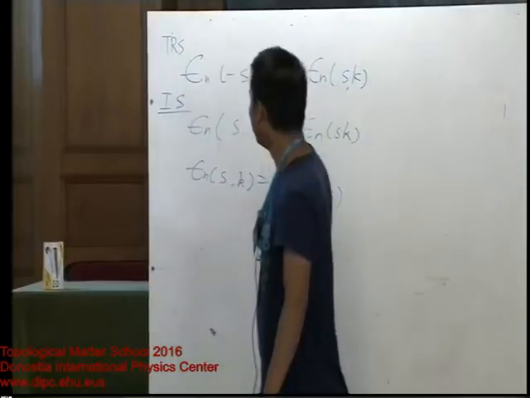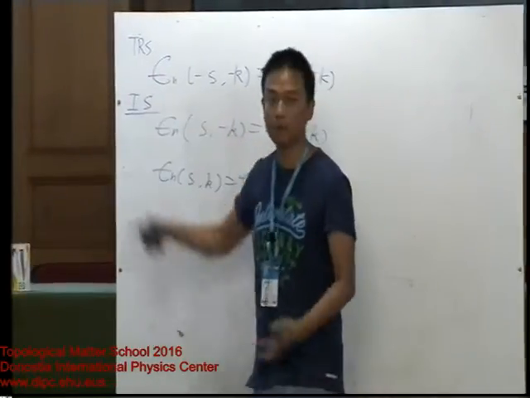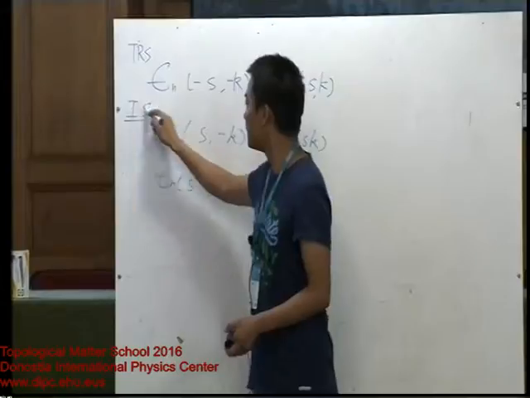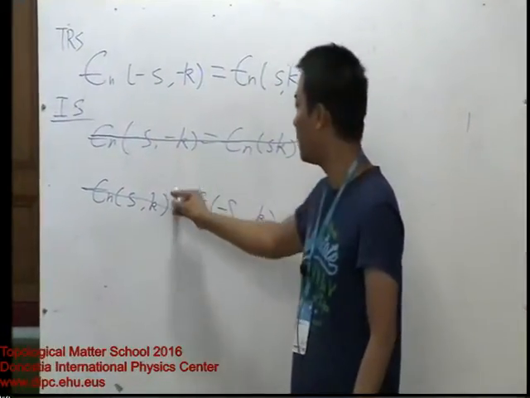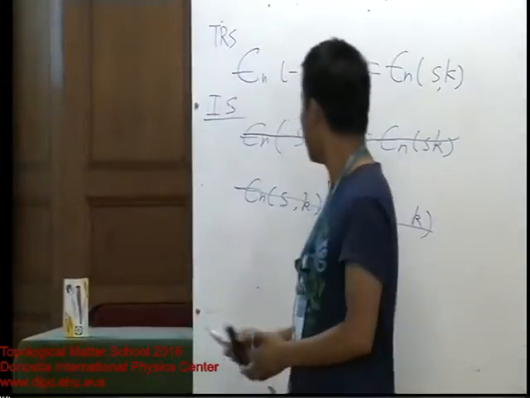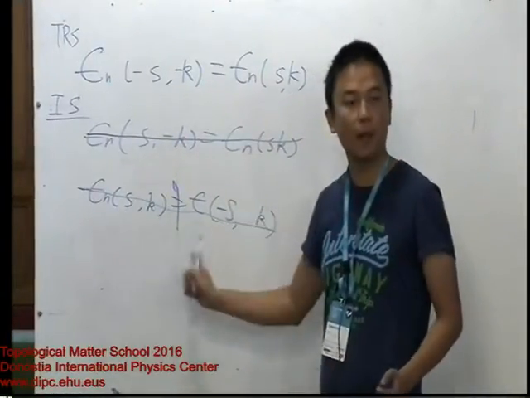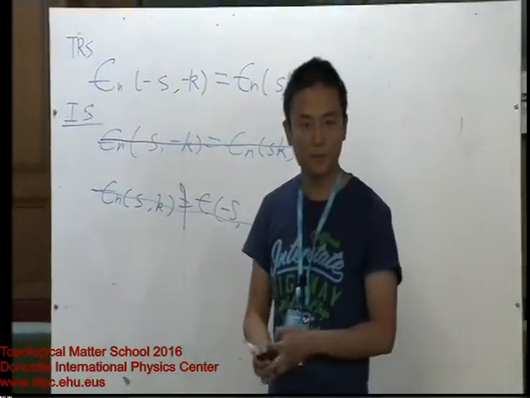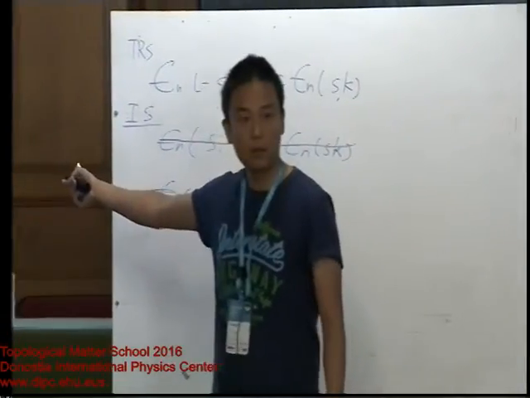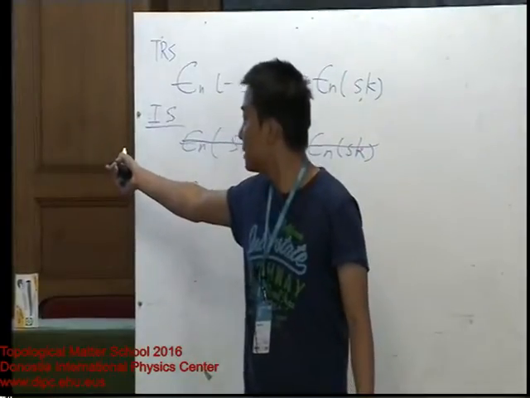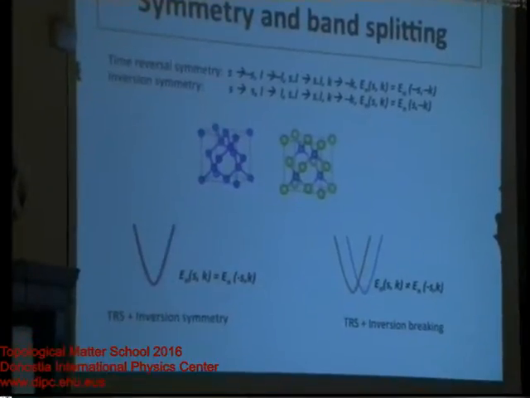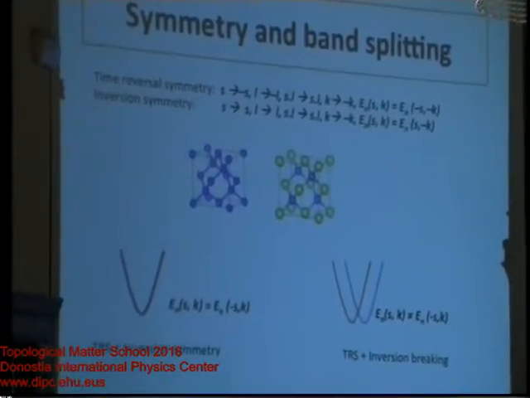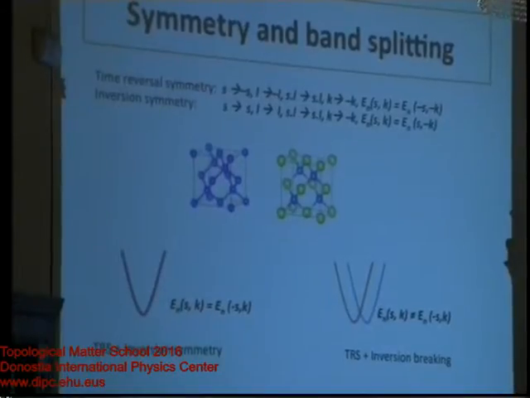Suppose we don't have inversion symmetry. If we break this symmetry, then this relation will not hold anymore, and they are not equal. That means at a given momentum, spin up and down will have different energy. This is the consequence. At the same momentum, spin up and down have different energy. And here you get it. This is the simple band structure. The red and the blue you can take as the band dispersion for different spin.